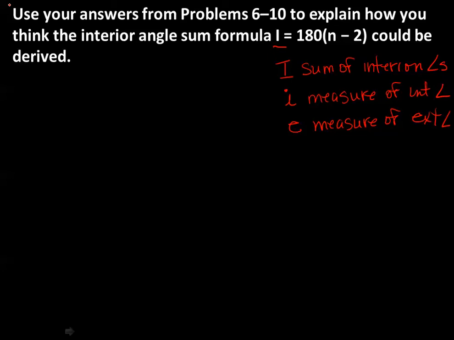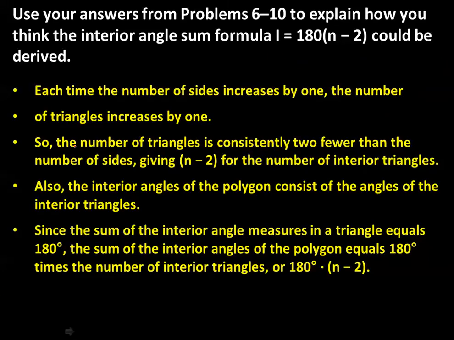There we go. So anyway, they want you to explain how it's derived. Well, we've already done that in the previous table, but I wanted you to see it in words. It says each time the number of sides increases by 1, the number of triangles increases by 1. And so the number of triangles is consistently 2 fewer than the number of sides. The interior angles of a polygon consist of the angles of the interior triangles. So I can take 180 multiplied by n minus 2. I think the table is a lot easier to understand than the verbal.